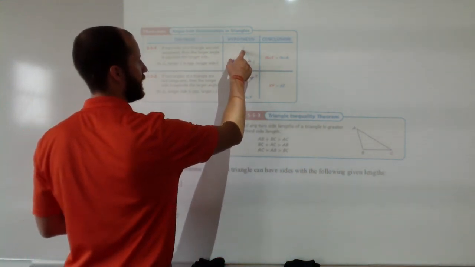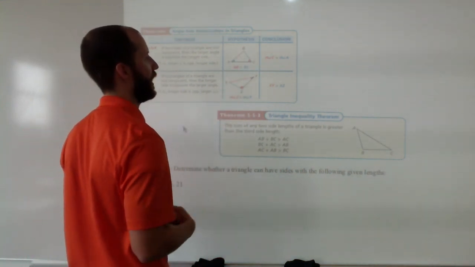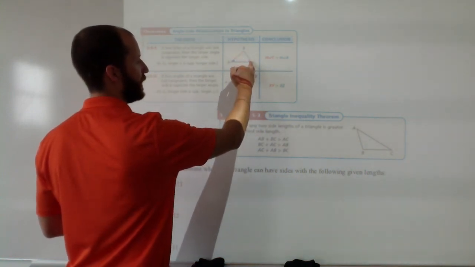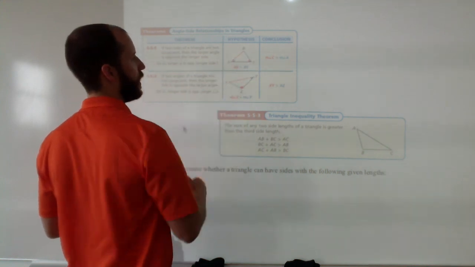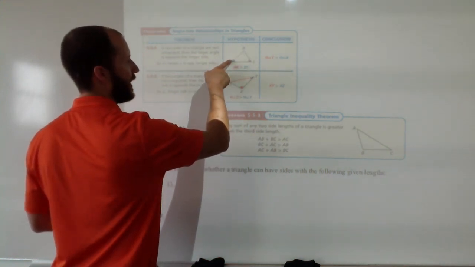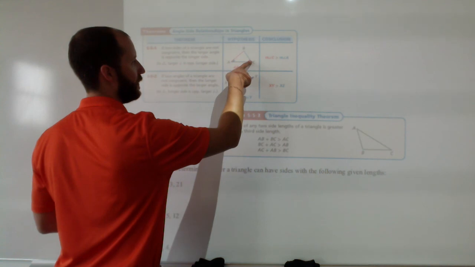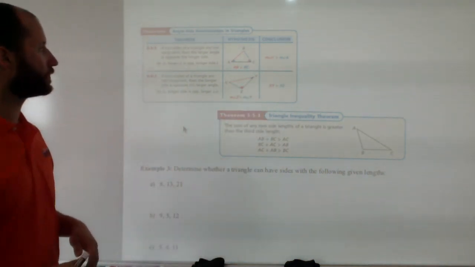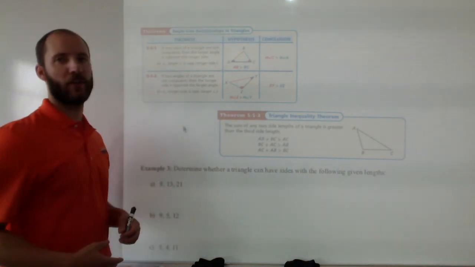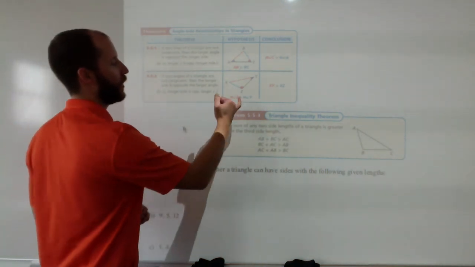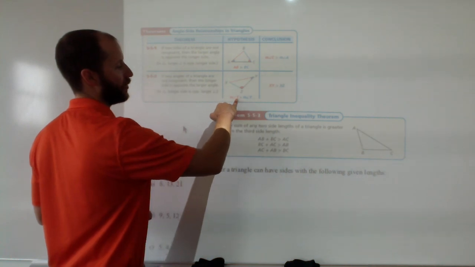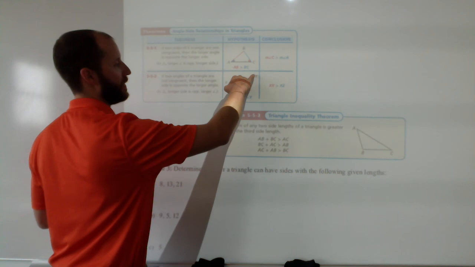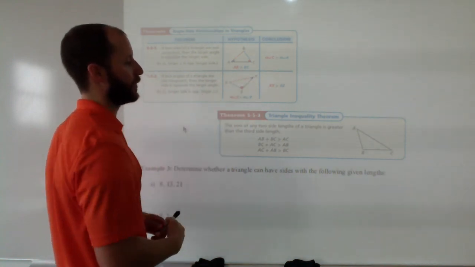If AB is larger than BC in a triangle, that means the angle opposite the larger side is bigger than the angle opposite the smaller side. So the red side is bigger than the blue side. That means the red angle is bigger than the blue angle. And then it can go the other way. If you look at the angles, so measure of angle Z is greater than the measure of angle Y. The red angle is greater than the blue angle. That means the red side is greater than the blue side.